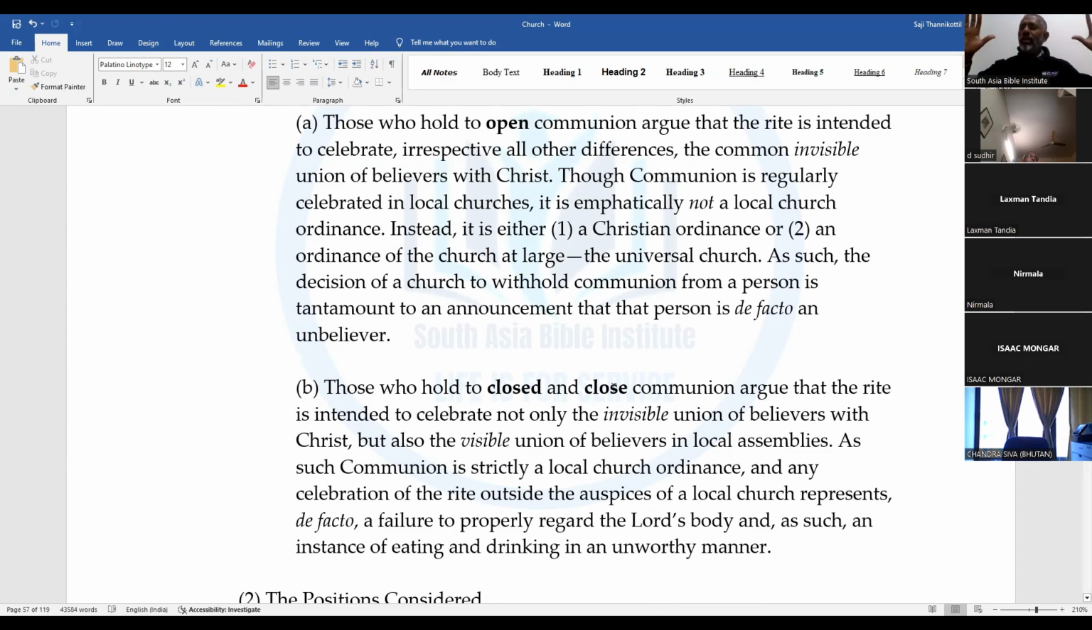They believe that this is not a local church ordinance. It is a universal church or Christian ordinance. So any Christian can participate, whoever you may be, whatever your background, anyone can participate.